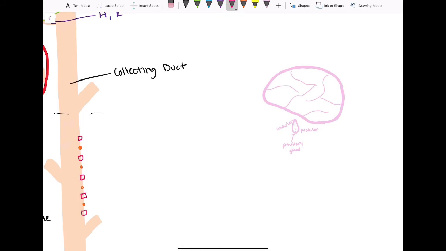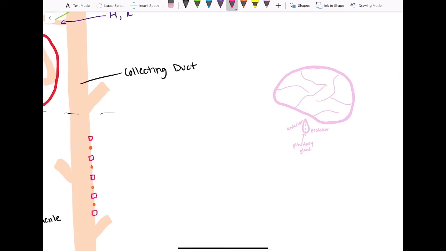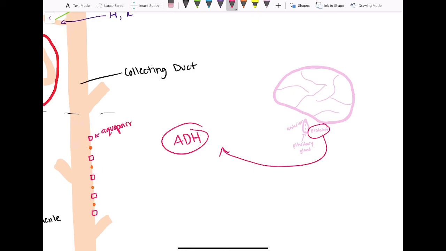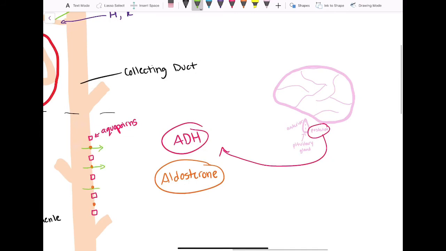Here's where your brain assists by telling your kidney if you were dehydrated. If so, the brain will release a hormone from your pituitary gland called ADH, which opens little doors called aquaporins. The kidney, in turn, will release a hormone called aldosterone, opening up pores for sodium to escape. When sodium leaves the collecting duct, water will follow thanks to passive transport.